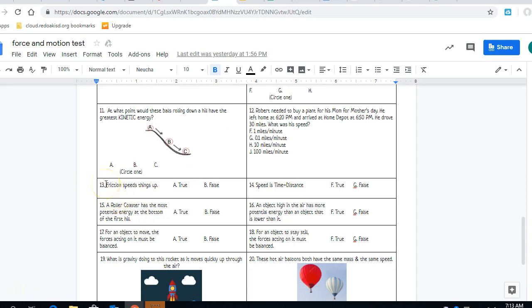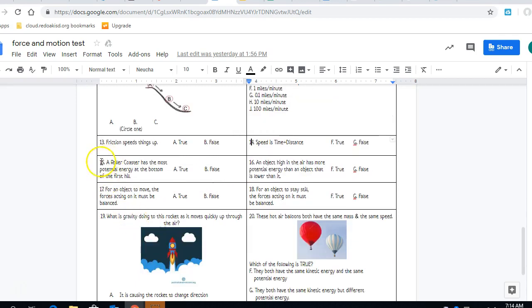Number 13, true or false? Friction speeds things up. Number 14, true or false? Speed is time divided by distance. Seriously, this is ridiculously easy. If you get this one wrong, I don't know what to do for you. Come on now. The answer is on your test.